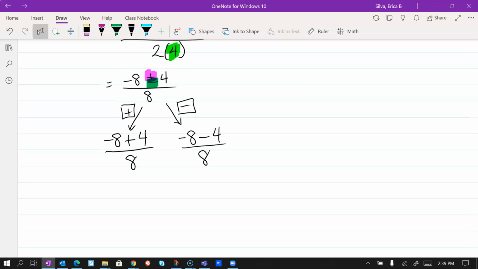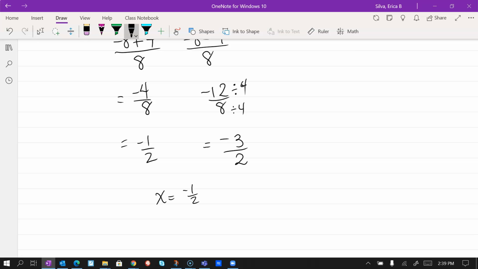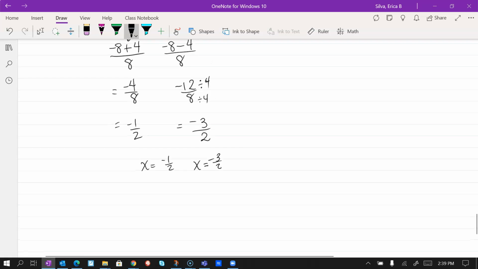And here we have negative 8 plus 4, we get negative 4 over 8. Negative 8 minus 4, negative 12 over 8. When we simplify further, we get negative 1/2. And negative 12 over 8, we can divide by 4, we get negative 3 over 2. So our solutions are negative 1/2 and negative 3 over 2. And remember, the other way to write it is negative 1/2, comma, negative 3 over 2, with the bracket.